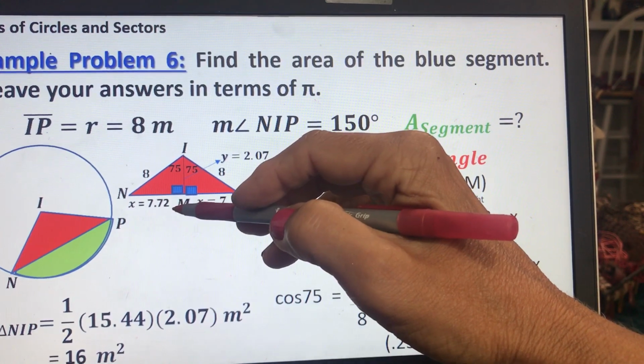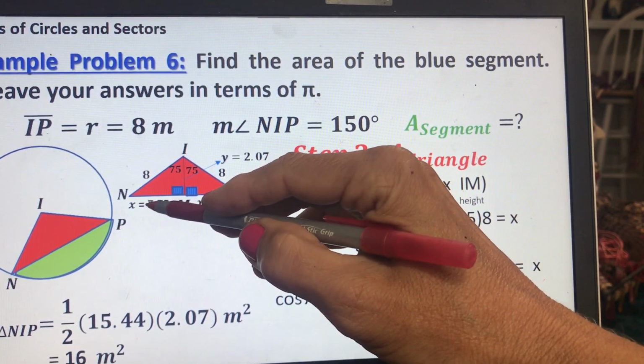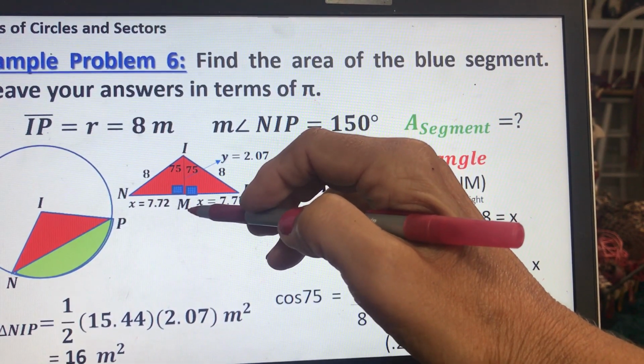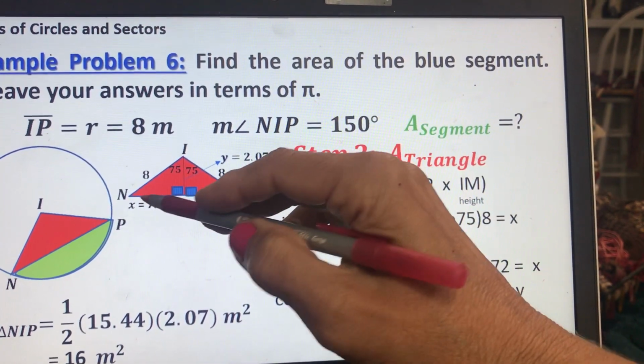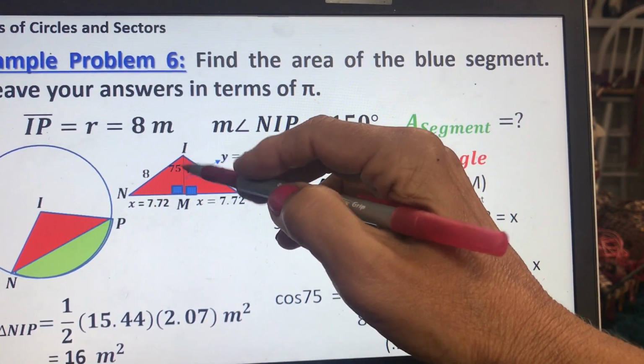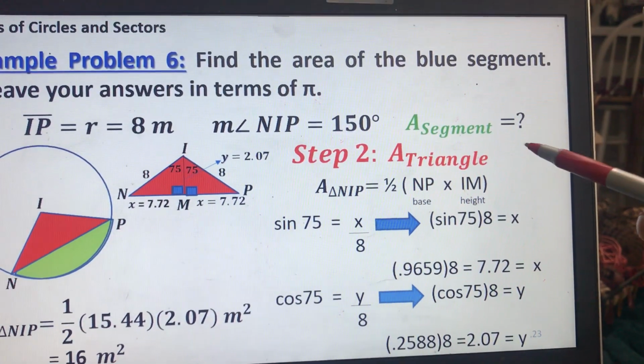So after we get those two results, we add the distance from N to M plus the distance from M to P, and that would be the base. The height would be the distance from I to M.